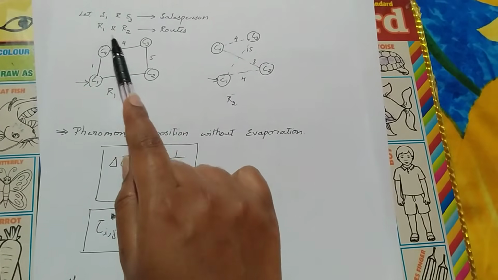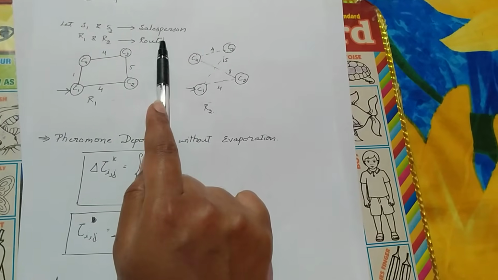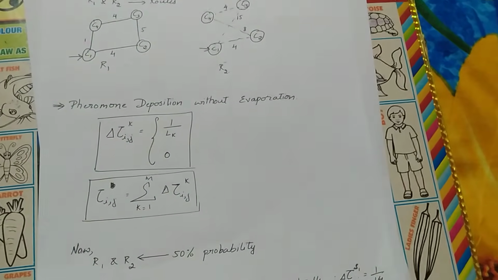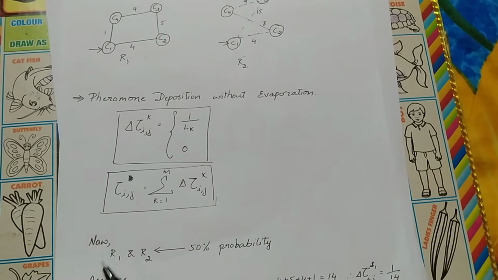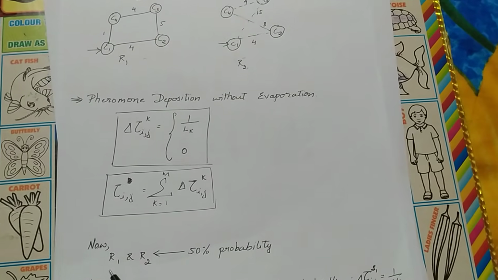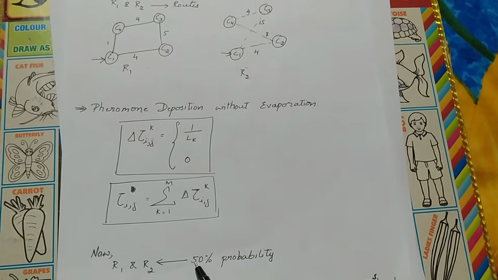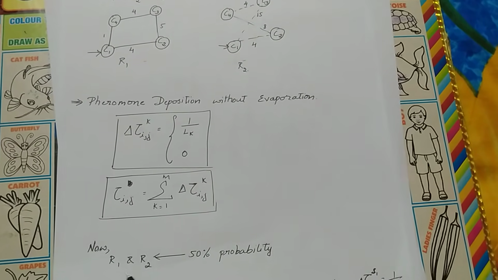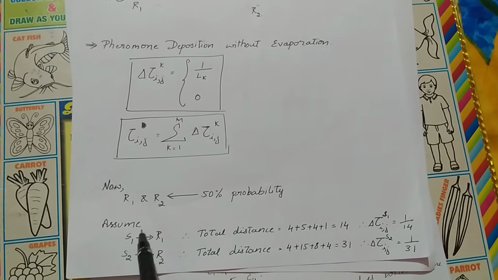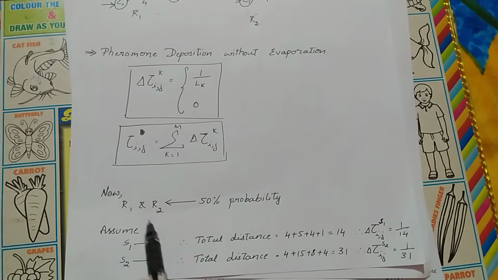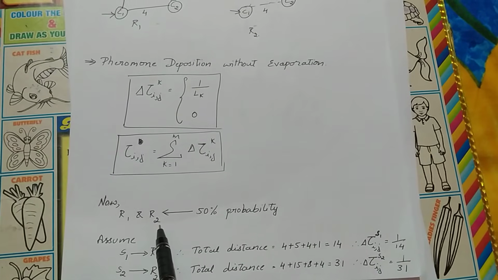We already know that R1 and R2 are the two routes we are considering, and S1 and S2 are the two salespersons. There are two routes and two salespersons, so one particular salesperson choosing R1 or R2 will be a 50% probability. But now we'll assume that S1 is traveling in R1 and S2 is traveling in R2. So R1 is for S1 and R2 is for S2.